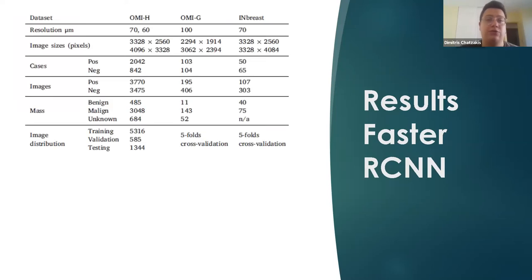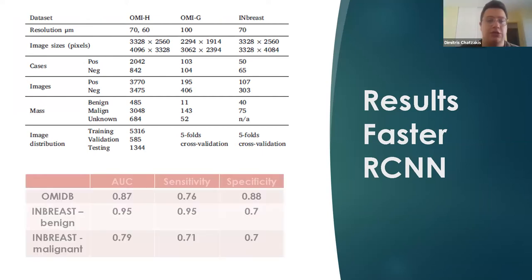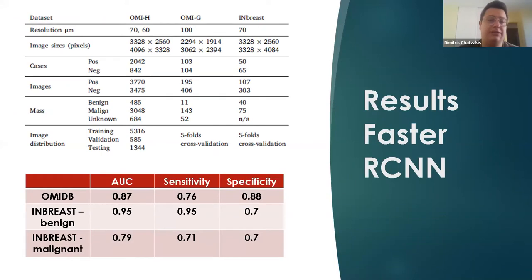Here we have two datasets, the OMIDB and the INBREAST, where the OMIDB is split into OMIH and OMIG. The OMIH part of the dataset was used in every case to first train the network, while in the case of the OMIDB, the OMIG was used for fine-tuning, and then the INBREAST was used separately for its malignant case and for its benign, again for fine-tuning.